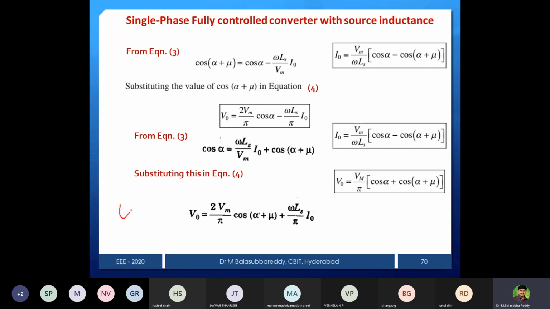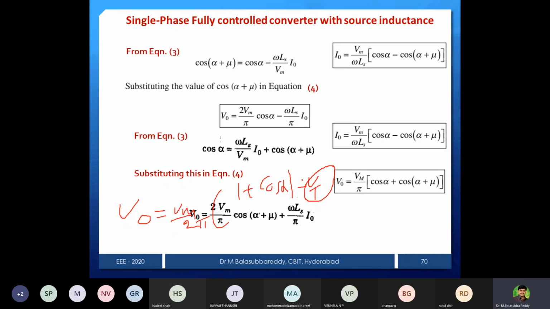Suppose a normal half-wave rectifier. What is the average expression? V out is equal to Vm by 2 pi into 1 plus cos alpha. This is the expression for R load average output voltage. But if it is given in the problem that when the device is conducting there is a drop across the device, 1 to 1.5 volts or 2 volts, and you consider that also, your expression will get minus Vt. Is it clear why I used minus Vt?